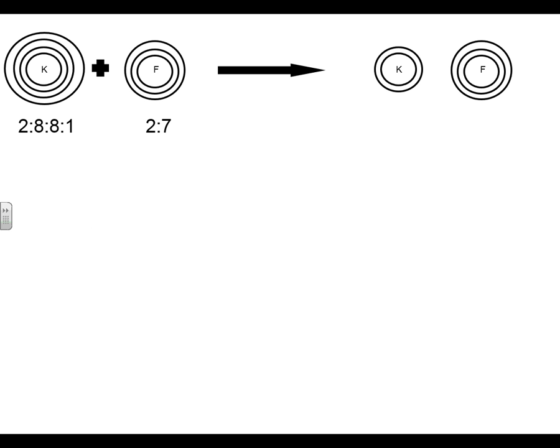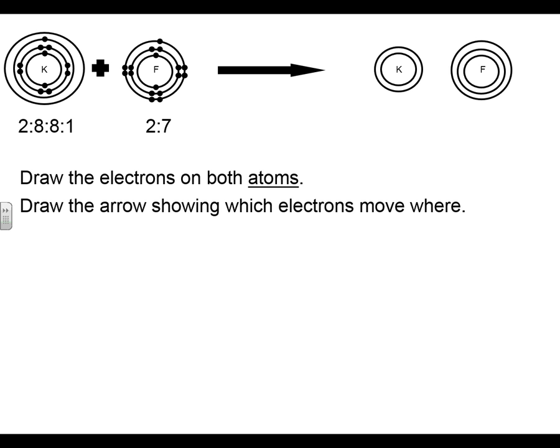Here we are, potassium fluoride. It's the same idea. We can look up the information from the periodic table. Potassium has 2,8,8,1. Fluorine is 2,7. Show the things, show where they're going.